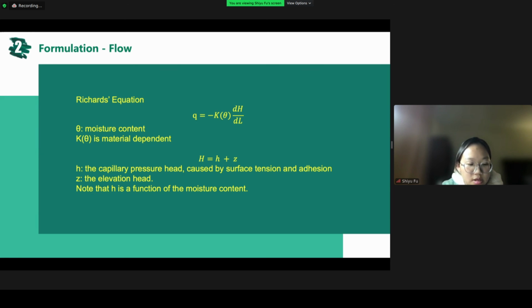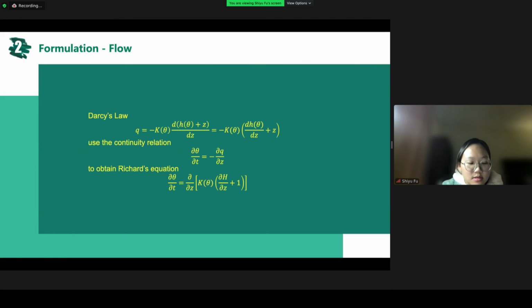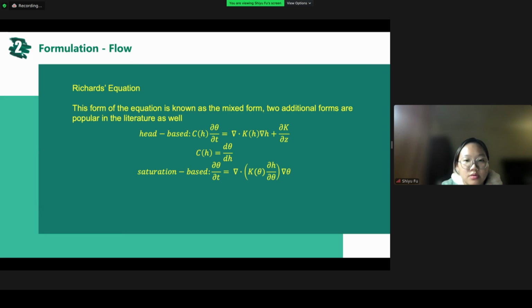In order to track how fluids move through a medium, we need to understand theta throughout time, and the resulting equation is called Richards equation. First, we should know that hydraulic pressure head is equal to the capillary pressure head plus the elevation head. And then we can rewrite Darcy's law. At the same time, we use the continuity relation to obtain the Richards equation. This form of equation is known as the mixed form.